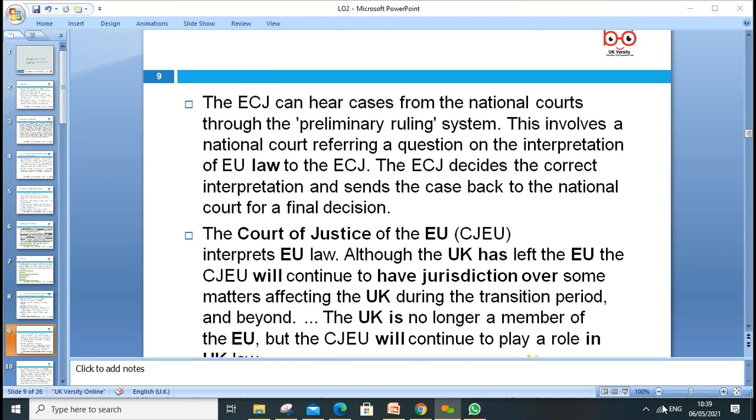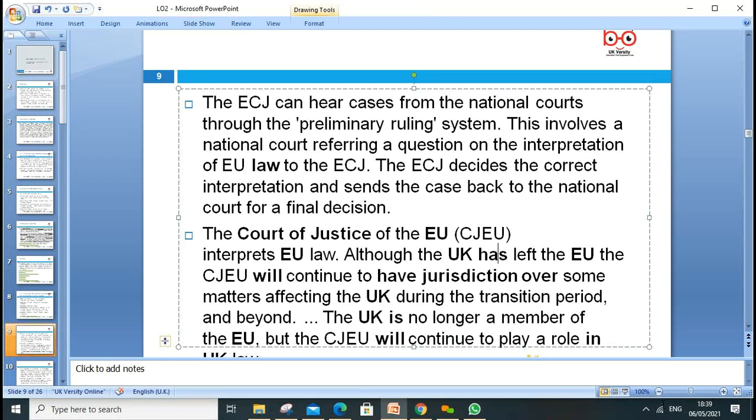Next we're discussing the ECJ, called the European Court of Justice. It can hear cases from the national courts through the preliminary ruling system. This involves the national court referring a question on the interpretation of EU laws to the ECJ, and the ECJ decides the correct interpretation and sends the case back to the national court for the final decision. So if some interpretation of the laws is not proper in a member country, it goes to the European Court of Justice, which interprets it and gives the final decision, and it can be amended and changed accordingly.